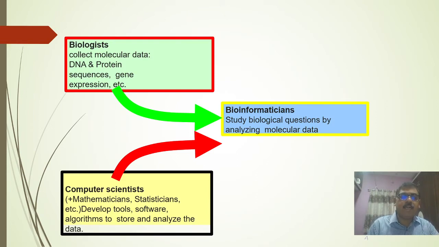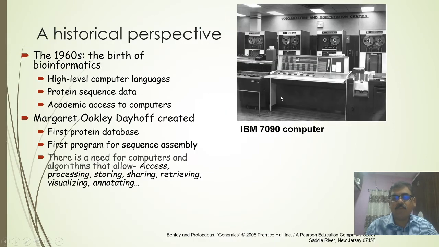So in bioinformatics, what is the role of the biologist? Biologists collect the molecular data, DNA and protein sequences, analyze the DNA and protein sequences, then gene expression, etc. And what is the role of the computer scientists, mathematicians, and statisticians? They develop the tools, software, and algorithms to store and analyze the data, and the combination of all these branches forms bioinformatics.